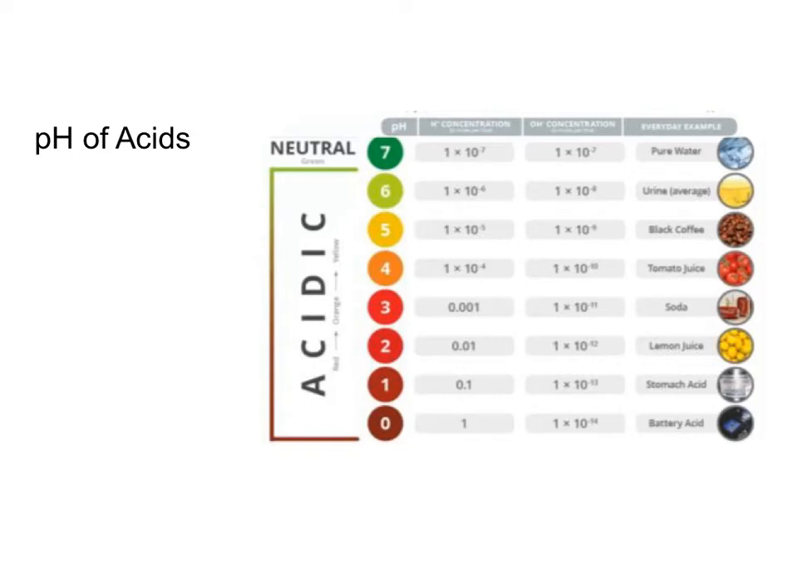Battery acid, which has a pH of 0, is sulfuric acid. It's really strong, and it'll eat right through clothing. It'll give you a chemical burn if it's not diluted right away. So these are things that we need to consider.